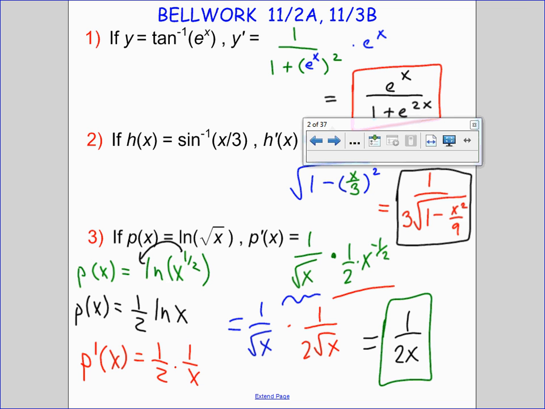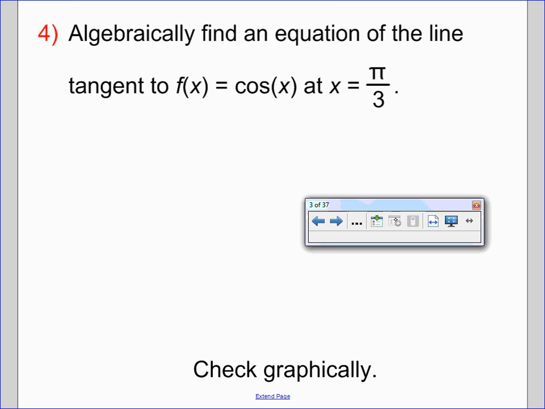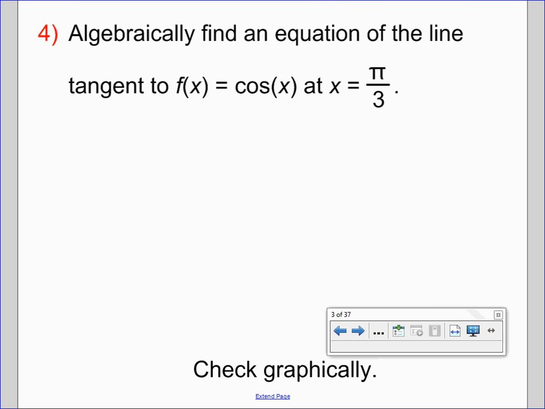Awesome. Questions on your shortcut rules? Great. Let's go ahead and take a look at our tangent line then. Algebraically, find an equation of the tangent to f equals cosine of x at x equals pi over 3. And so we need three things in order to write the equation of the tangent line. We need the x coordinate of the point of tangency, the y coordinate of the point of tangency, and the slope of the tangent line.